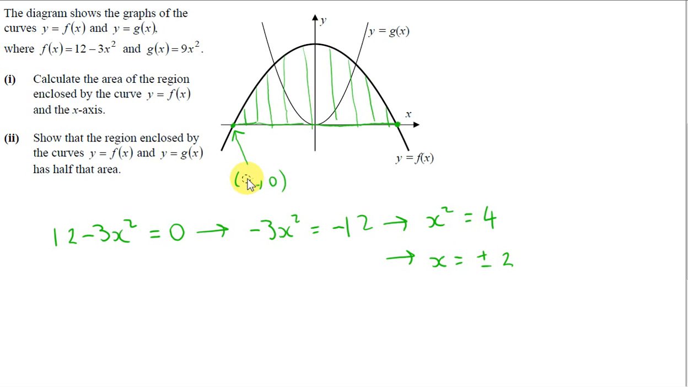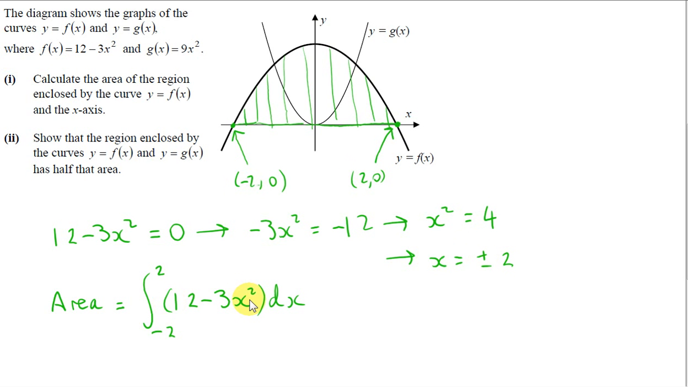So clearly this is the point with coordinates (-2, 0), and this point here has coordinates (2, 0). So to get our area, we integrate our function, which is 12 minus 3x squared dx from minus 2 to plus 2. Okay, we don't have any need to worry about whether the definite integral is positive or not, because the curve is entirely above the x-axis for x ranging from minus 2 to plus 2. So this will come out to be positive.